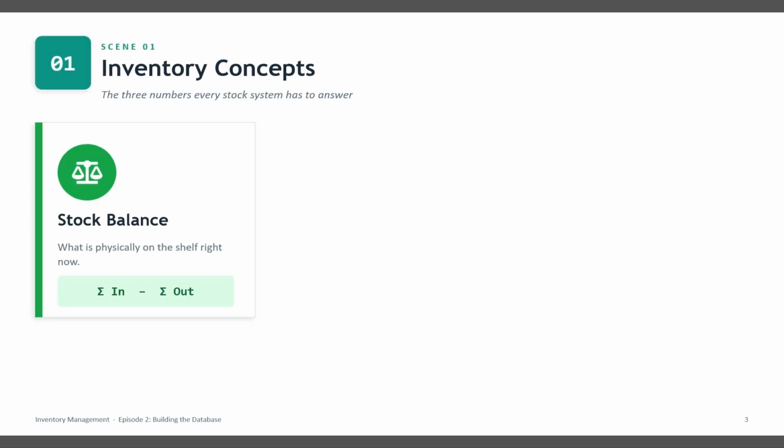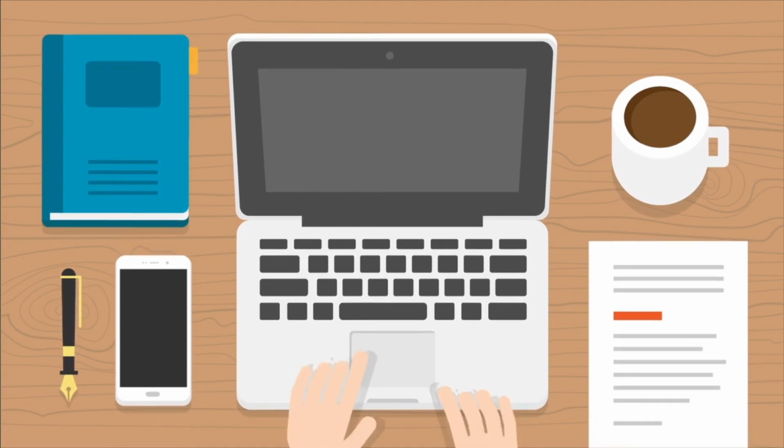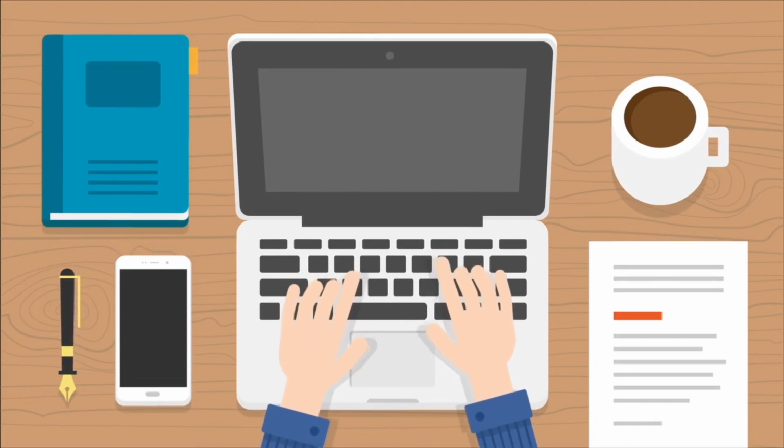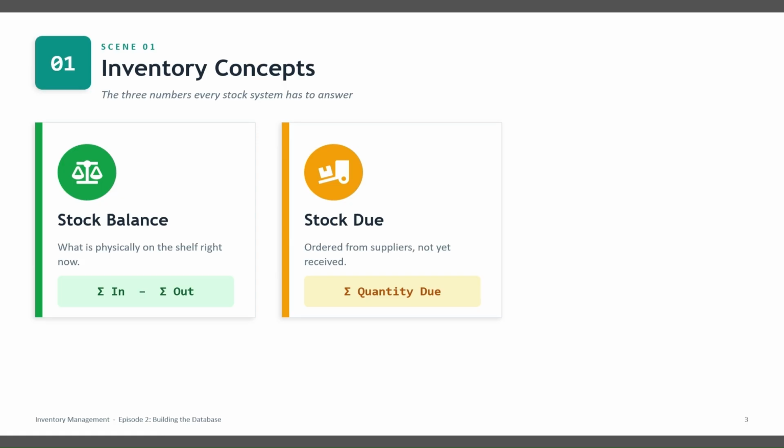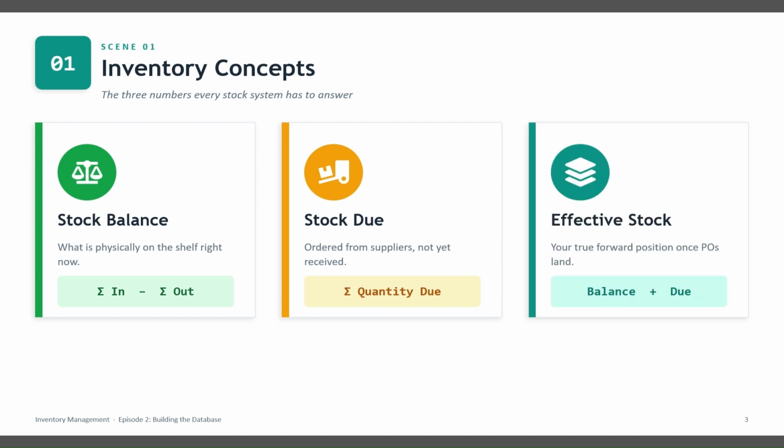When it comes to inventory concepts, I'm going to teach you the stock balance, what is physically left on the shelf, how do we calculate that; stock due, what quantity we should be having, which is due actually, which is on the way or ordered; effective stock, what is effective stock, and we will look into why the total stock commitment is important for your warehouse or your business that you're going to build this application for.